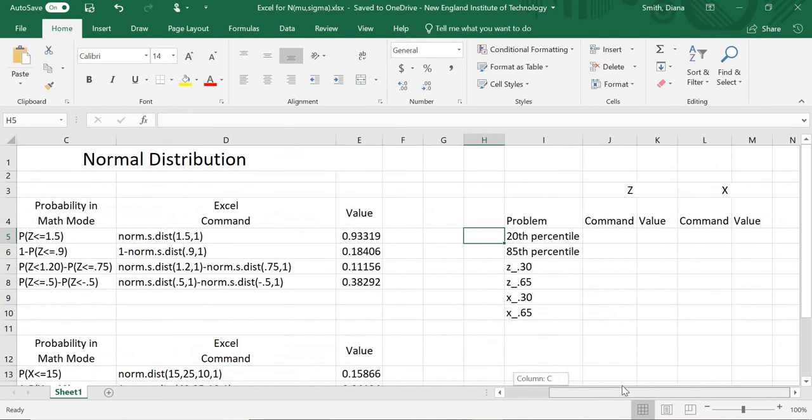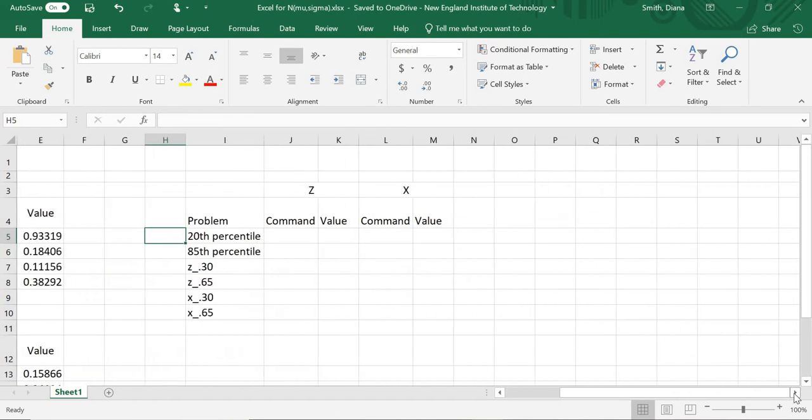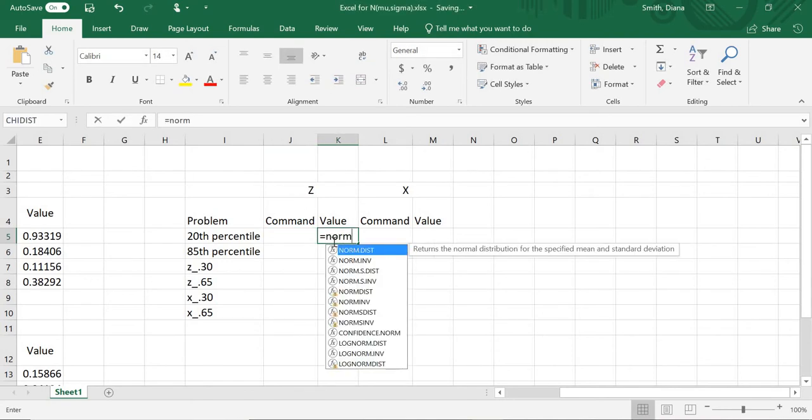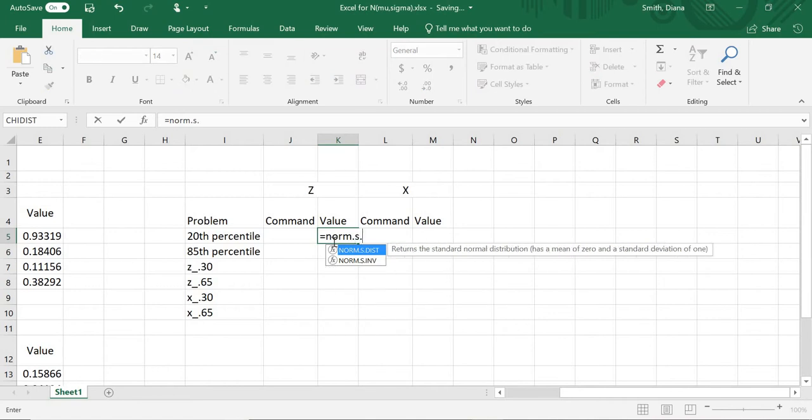Okay, so the next thing I want to look at is looking for things like the percentile or the z-score, or the z sub alpha or x sub alpha. So if I want to find a percentile, then the command that I'm going to use, I'm going to assume right now that we're looking at the standard distribution, is going to be equals, I'll put this over in the value, equals norm.s, because it's still the standard, because again I'm looking at z. And then instead of .dist, I'm going to look at .inv.